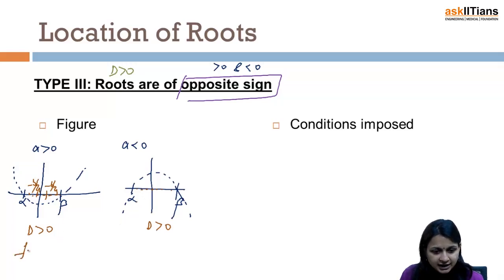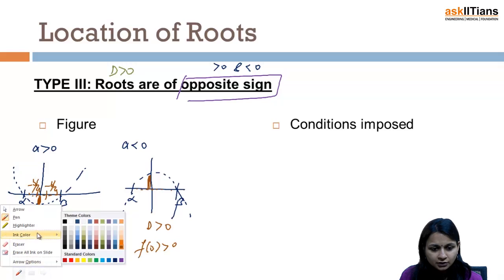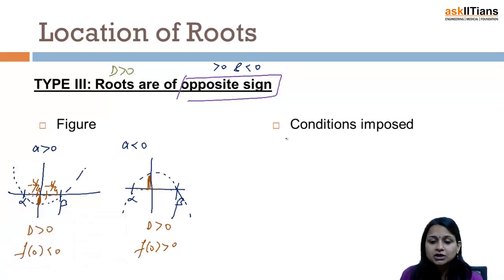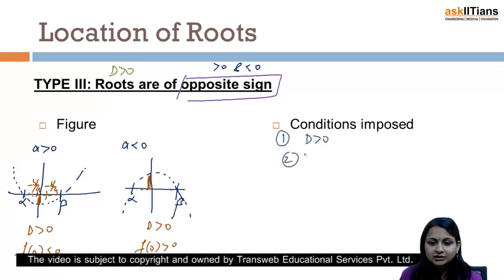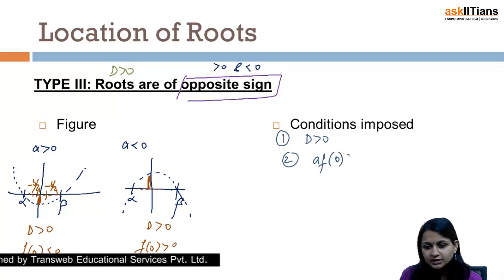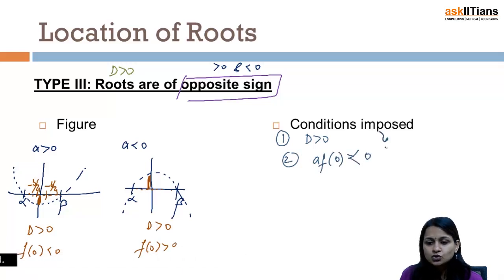So f(0) in this case, you can see, is less than 0. How? You can see that this is f(0) which is negative, and here f(0) is positive. So when I have to put these two conditions together in one set, because every time I cannot be taking two cases, I will say that discriminant D is greater than 0. When a is greater than 0, f(0) is less than 0. When a is less than 0, f(0) is greater than 0. So a into f(0) will always be less than 0. So these two conditions will explain what my range will be, as per the location of roots.